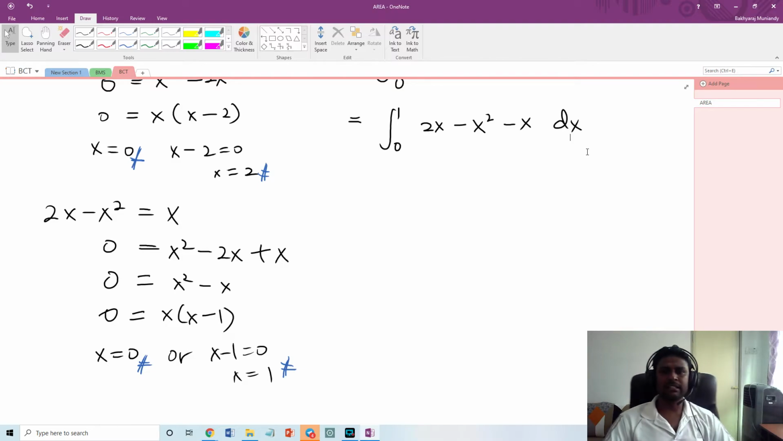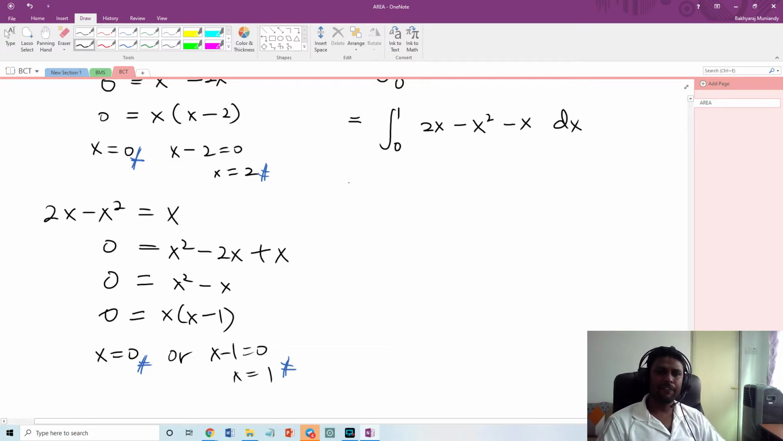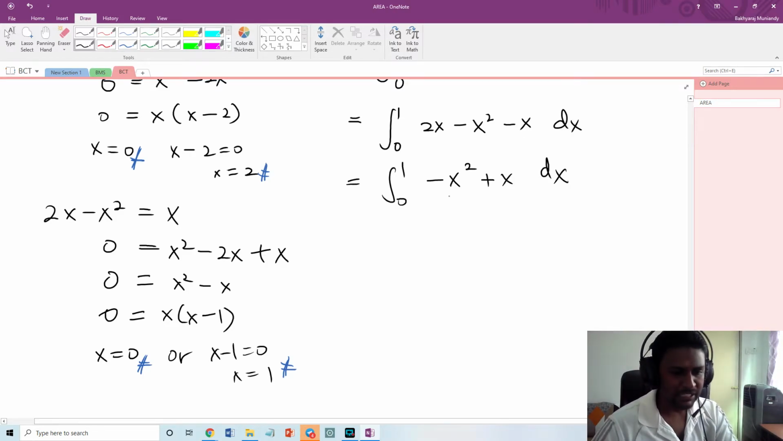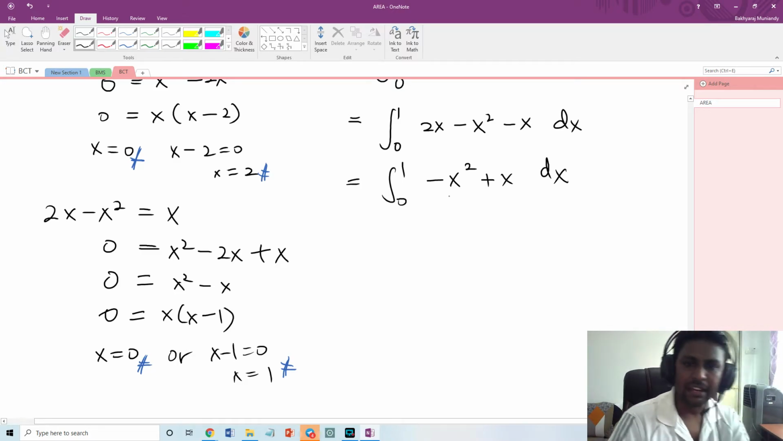Okay, so what is the simplified function? Kalau kita simplify, dia jadi apa? Correct? Negative x square. Okay, correct. Plus x dx, betul. Okay, because 2x minus x, we get x. Kita boleh simplify dia. Okay, now we go for the integration.